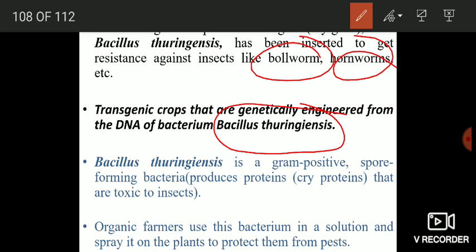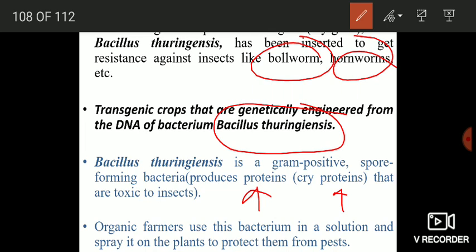Now we are repeatedly talking about Bacillus thuringiensis. We should know what Bacillus thuringiensis is. Bacillus thuringiensis is a gram-positive, spore-producing bacterium which resides in the soil. And this bacterium produces a toxic protein which is known as cry protein. This toxic protein is extremely lethal to insects. It causes death of a group of insects.